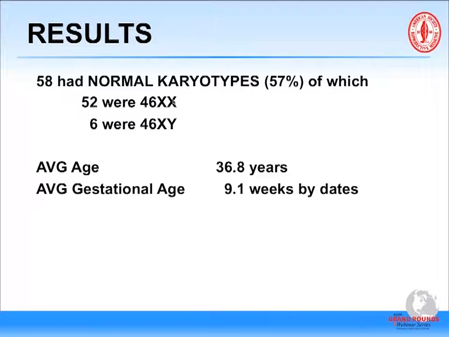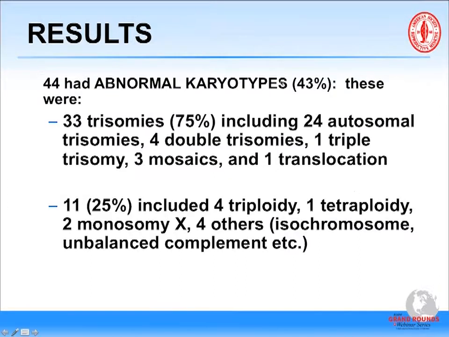Now, am I going to try to convince you that the ratio of female to male in failed pregnancies is almost 9-to-1? No. What's going on here? Tremendous amount of maternal contamination when you simply submit products of conception for karyotyping. However, the abnormals, which would be valid, ours were very similar to Ono. Ono had 2/3 trisomies. We had 75% trisomies. We had the triploidy, the tetraploidy, the monosomy X, and the unusual isochromosome or unbalanced complement.